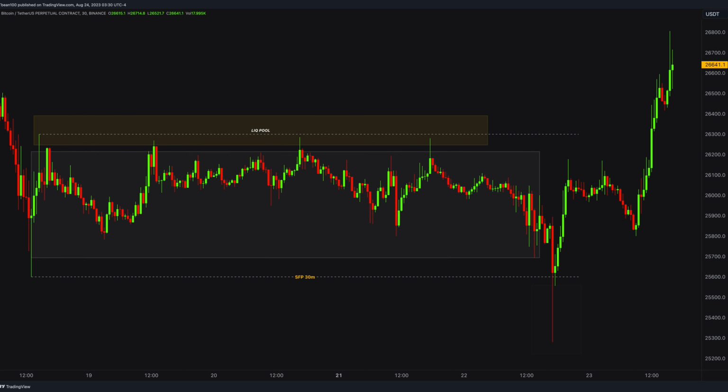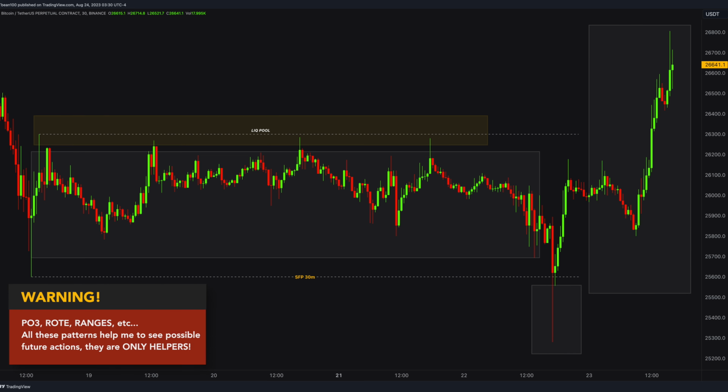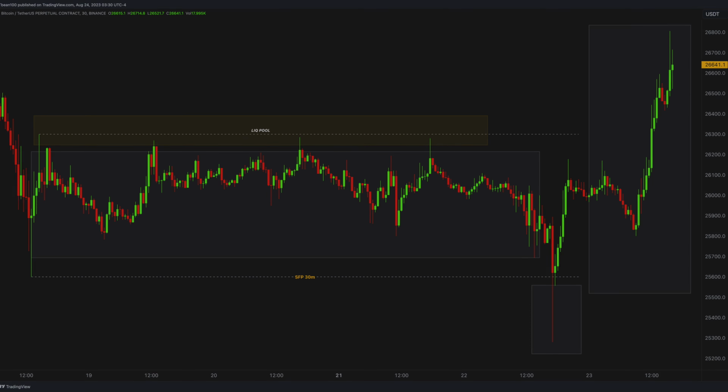If you closely look at it, you'll notice this was a clear power of 3. Remember, I do not trade PO3. I only trade structure, liquidity, and the imbalance. But PO3 shape, this pattern allows me to see the possible future.